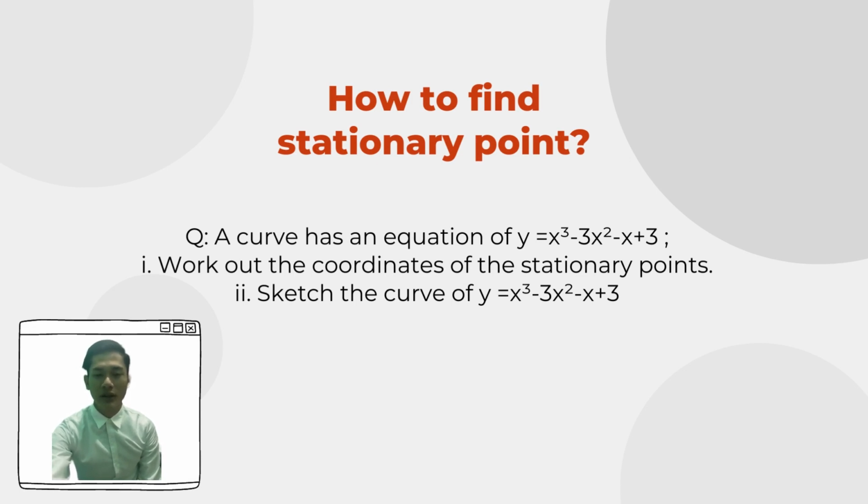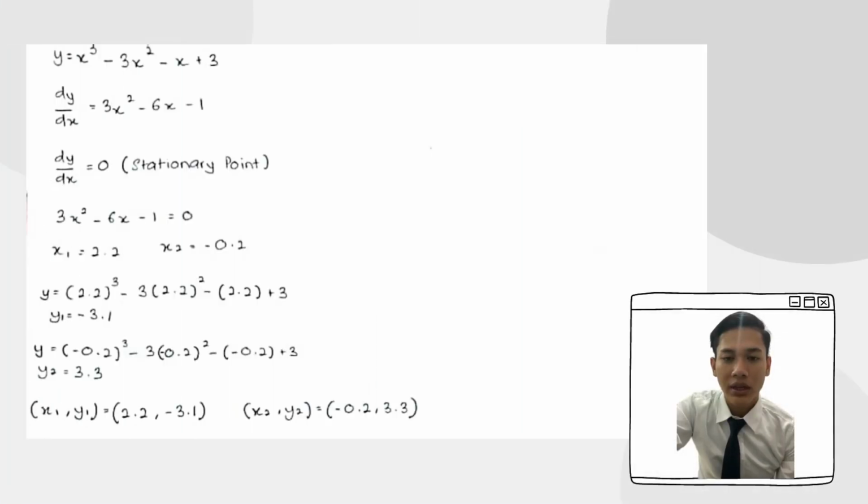Question: a curve has an equation of y equals x^3 minus 3x^2 minus x plus 3. First, work out the coordinates of the stationary points. Second, sketch the curve of y equals x^3 minus 3x^2 minus x plus 3. So I want to explain the stationary point. The question is y equals x^3 minus 3x^2 minus x plus 3.